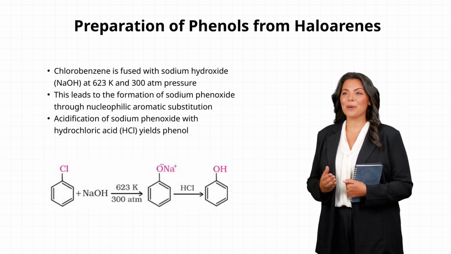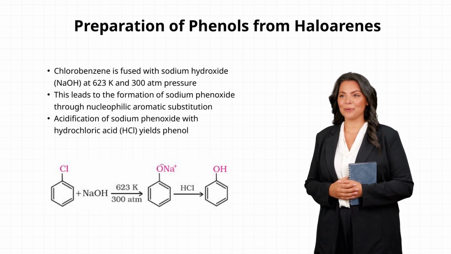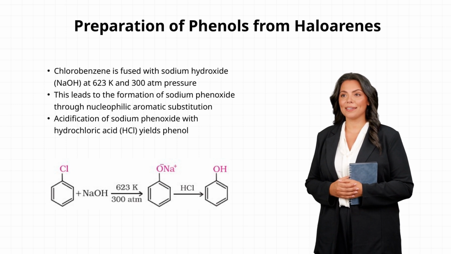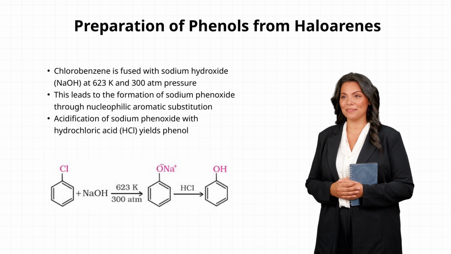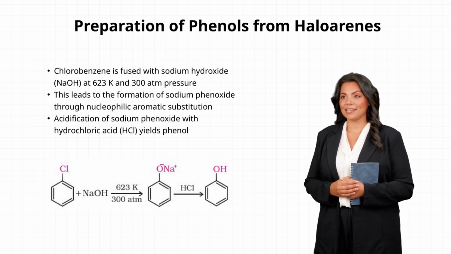Let's dive deeper into the preparation of phenols from haloarenes, especially chlorobenzene. Look closely at the figure displayed, which walks us through this fascinating reaction. Step 1 begins with chlorobenzene, a stable aromatic compound with a chlorine atom attached to the benzene ring. To swap this chlorine for a hydroxyl group, chlorobenzene is fused with sodium hydroxide under severe conditions, specifically at 623 Kelvin, which is very hot, and about 300 atmospheres of pressure.